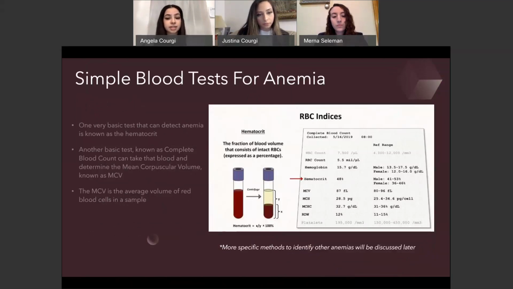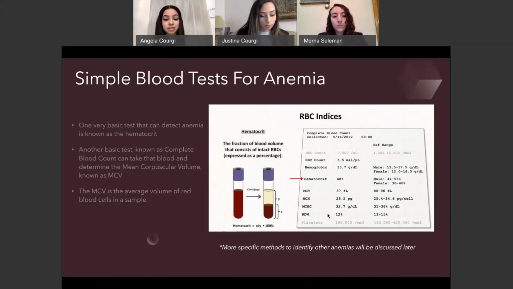So here we can discuss the very simple blood tests that can be used to determine anemia. One very basic test that can detect anemia is known as the hematocrit. This test determines the percentage of red blood cells that occupy a blood sample that contains red blood cells, plasma, and the buffy coat, which is made up of white blood cells and platelets. Essentially, it is a ratio of red blood cells versus the plasma along with the buffy coat elements.